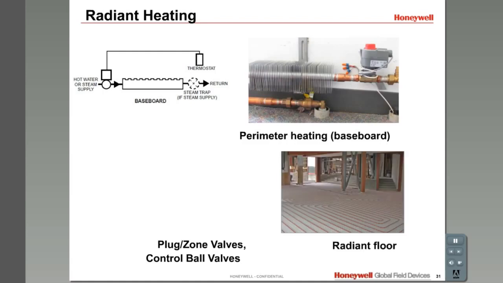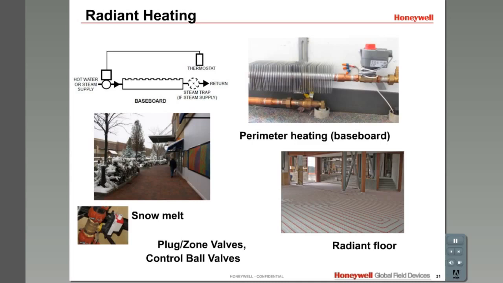Radiant floor is similar, but the pipes run under the floor, and the heat radiates up from the floor to the entire area. Snow melt is similar, but outdoors. It warms sidewalks and driveways to be clear of snow. Obviously, this water must not freeze, so it is mixed with glycol to lower the freezing point.